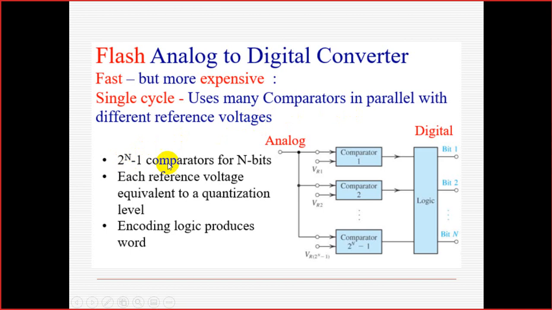2 to the n minus 1 comparators for n bits. So if you have n number of bits, then you need to use 2 to the n minus 1 comparators for your design. Each reference voltage is equivalent to a quantization level. Encoding logic produces the word.